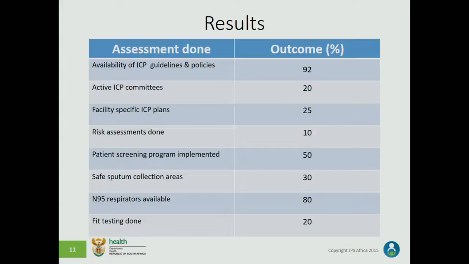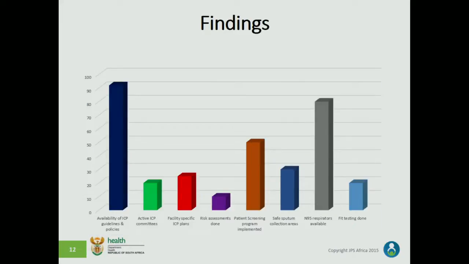So these were the results. Availability of ICP guidelines and policies, and the latest, in almost all the facilities, but most of them within administration rooms and not really visible. Active ICP committees, 20%. Facility-specific ICP plans, visible, 25%. Risk assessments done in the last 9 months, 10%. Patient screening program implemented 50%, safe sputum collection areas only 30%, N95 respirators available but not used, 80%, and fit testing done 20%. So that is just a summary of what I just said.